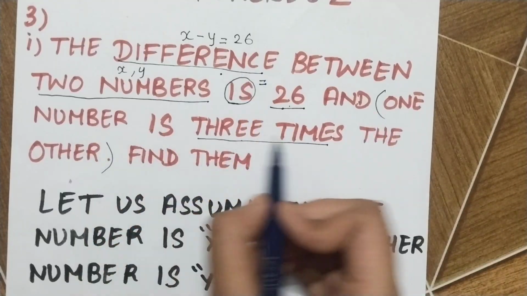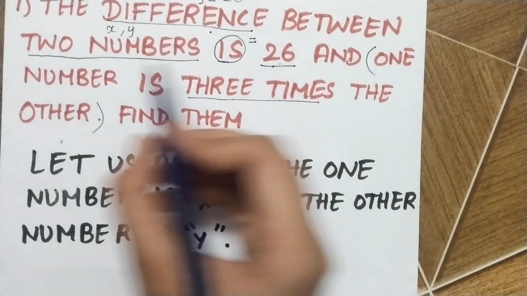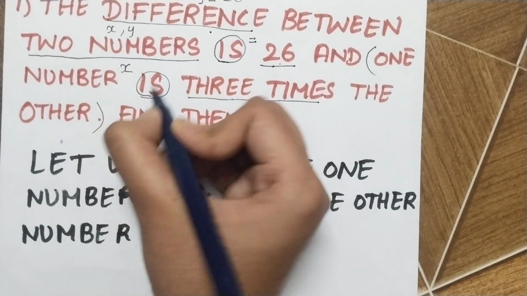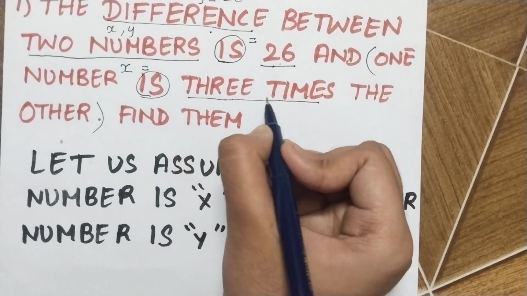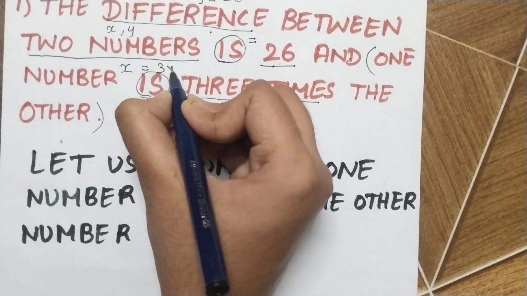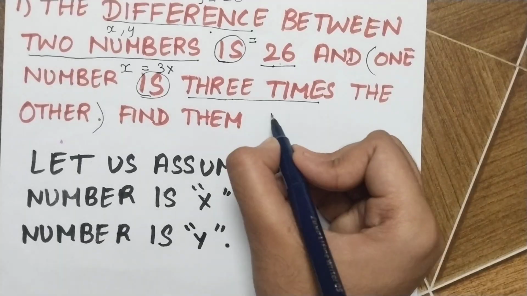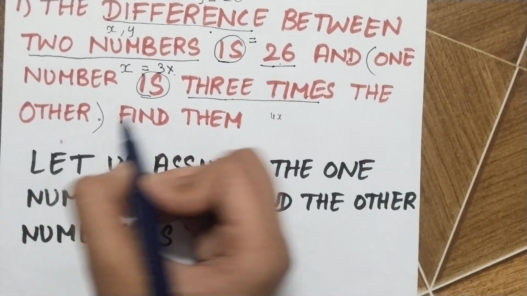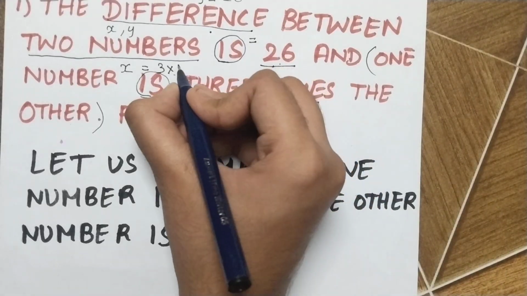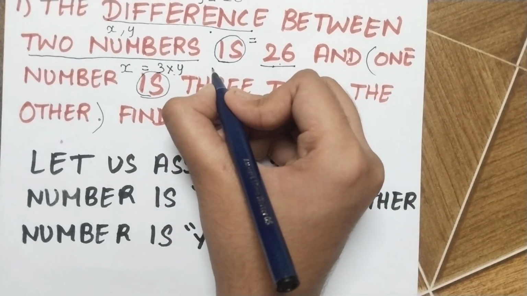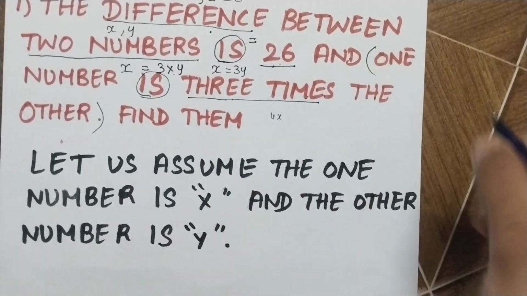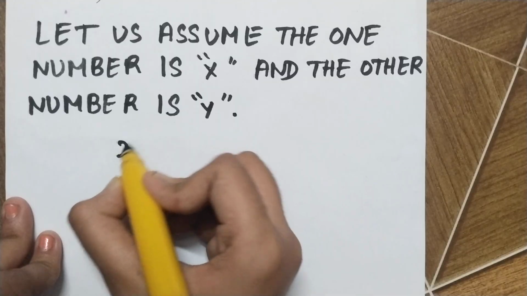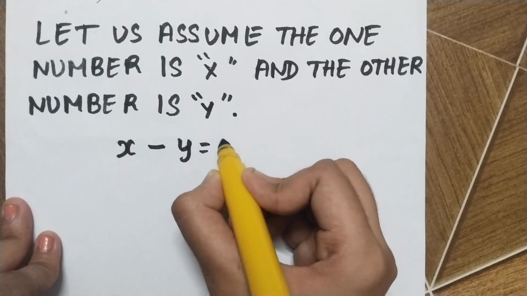And one number is 3 times the other. Let me take one number as x. "Is" is replaced by equal to, and 3 times is nothing but 3 into. 4 times is nothing but 4 into, and so on. So x is 3 times the other number y. I can write x is equal to 3y. So from the first clue, I got the equation x minus y is equal to 26.